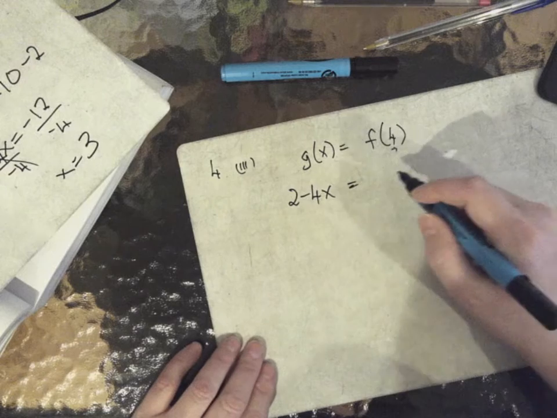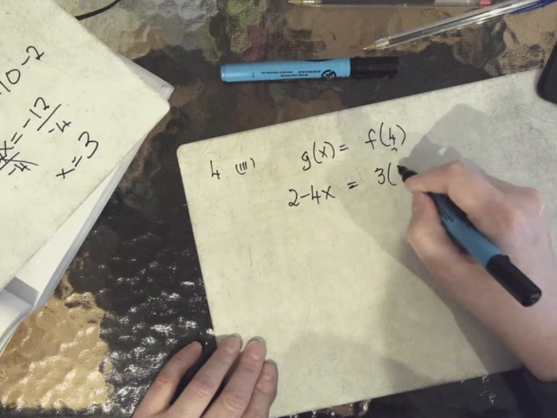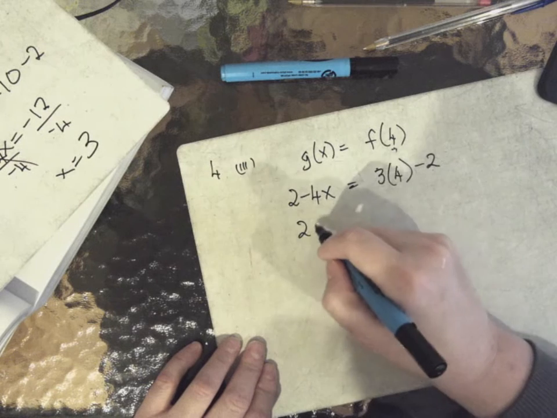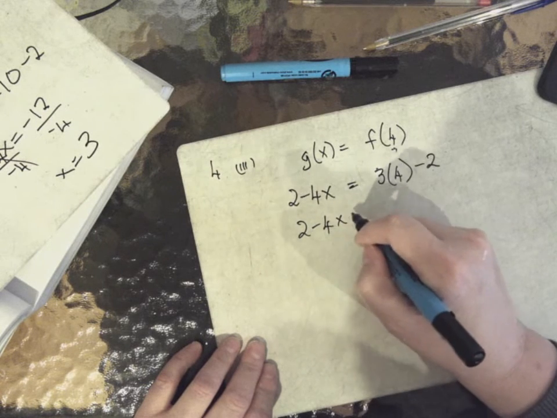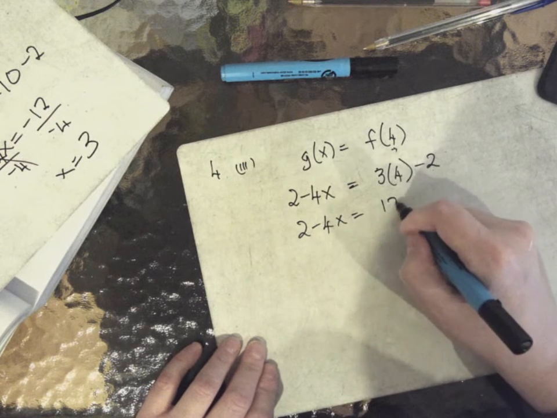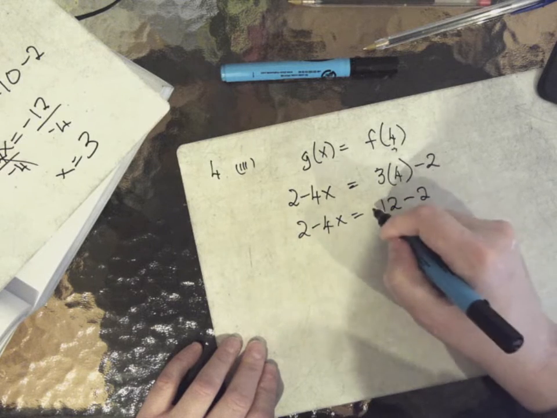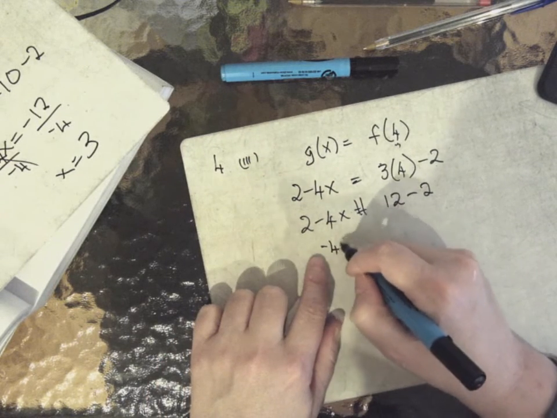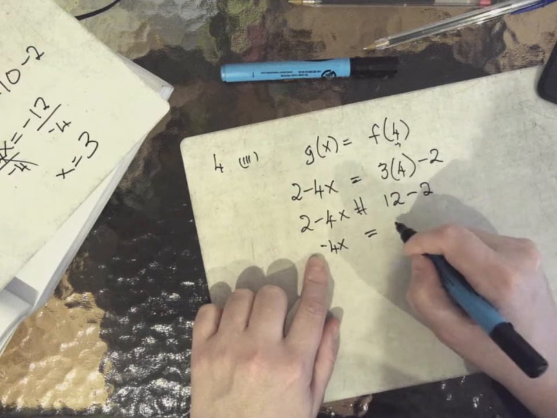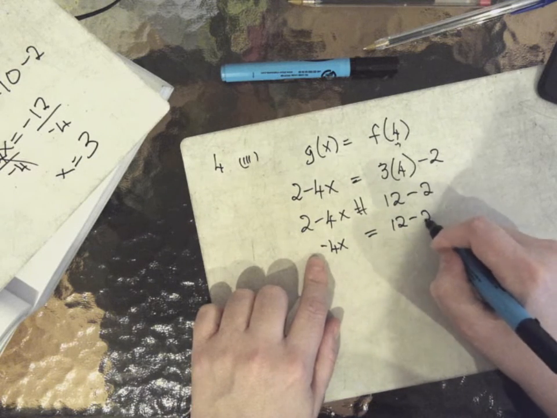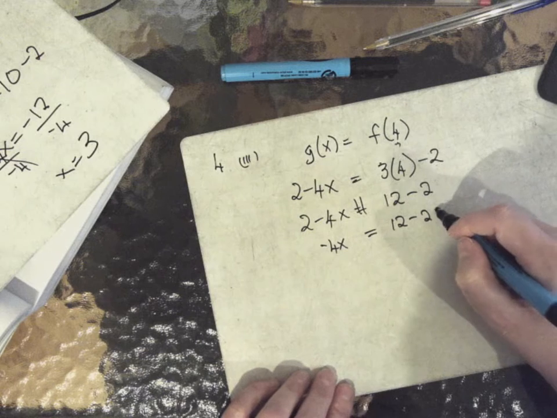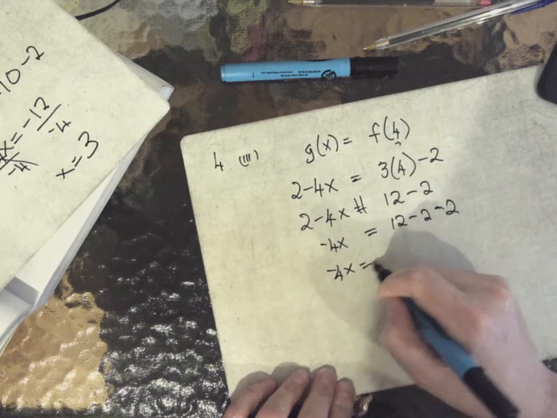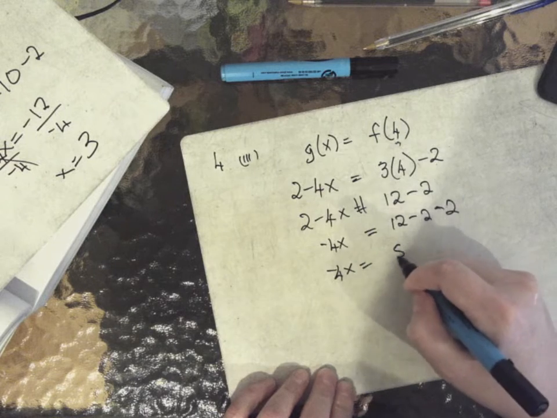So it's 3x minus 2. So that's 3 times 4 minus 2. So that would be 2 minus, now it's just algebra, multiply out. 3 4s are 12 minus 2. Build a wall, x is on one side, numbers on the other. Minus 4x stays put. 12 minus 2, and this 2 comes over and becomes a minus 2 also. So then you get 12 minus 4x is equal to 12 minus 2 is 8.